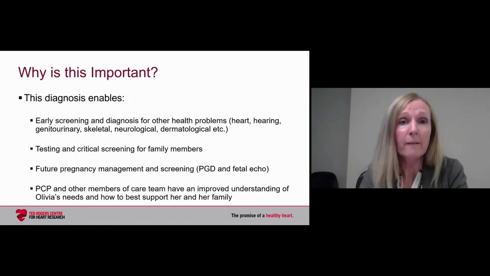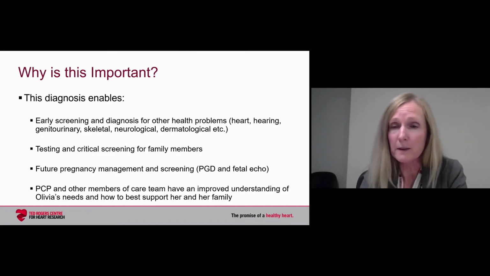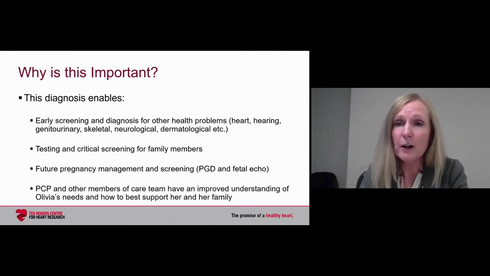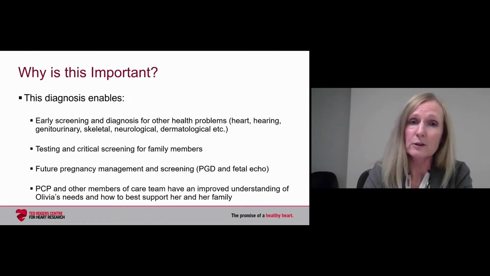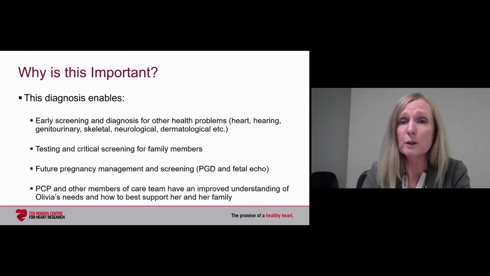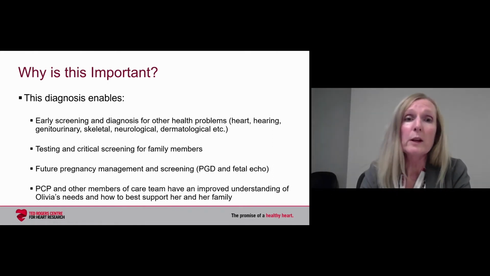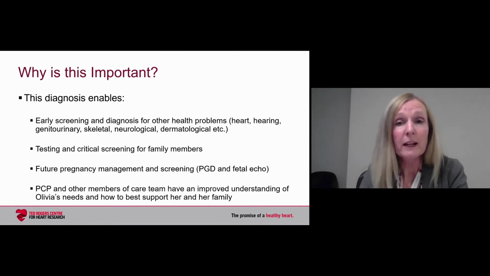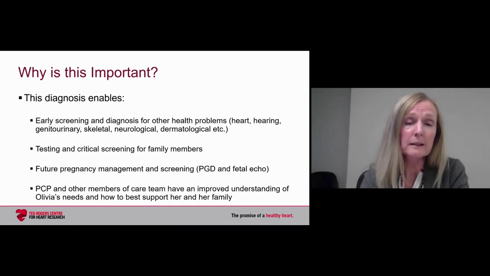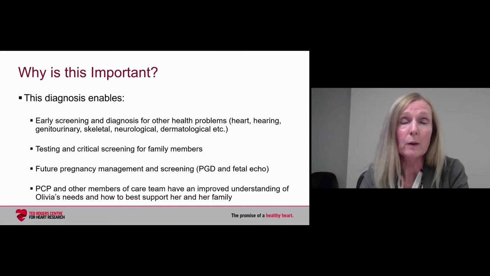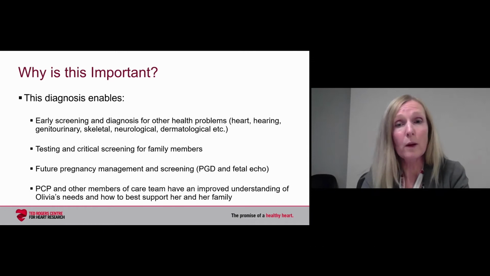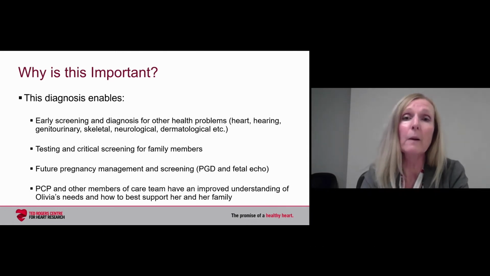We know that having this diagnosis enables early screening and diagnosis for other health problems, other types of heart concerns, hearing loss, genitourinary issues, skeletal issues, neurological concerns, and dermatological issues. We know that testing and critical screening for family members can now be initiated. And often in a family practice, we practice family-centered care. So knowing about these risks and potentially these risks in other family members can also be helpful for you in your practice.